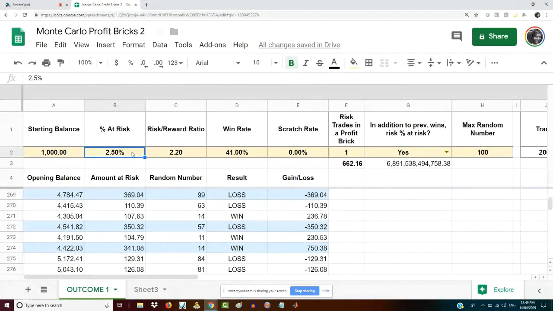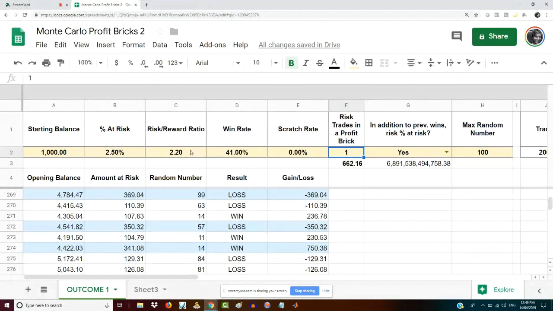Let's say I have a $1,000 account and I want to risk 2.5%. My average winner is 2.2 times my average loss. So if I'm losing $10 and I'm making $22, or if I'm losing $100 and I'm making $220, you get the idea, right? I have a 41% win rate, which of course is interesting because it's less than 50%, but that's fine. And what I'm going to do is add my winning result to the next trade. So let me show you how this works.